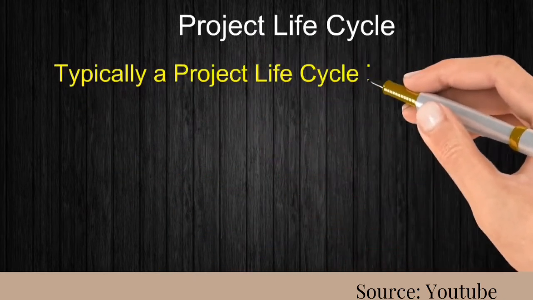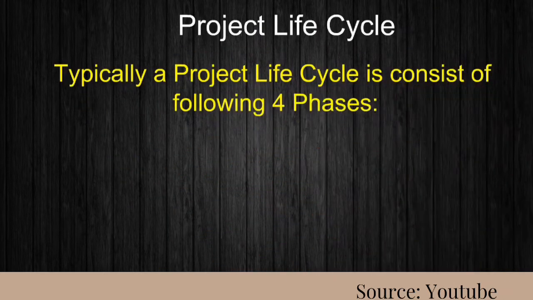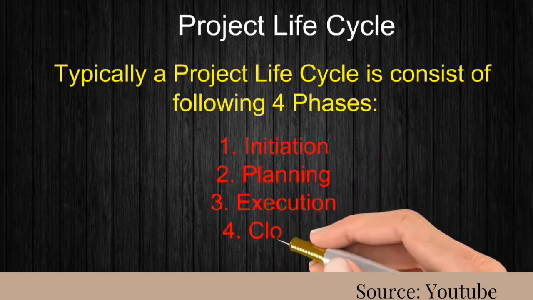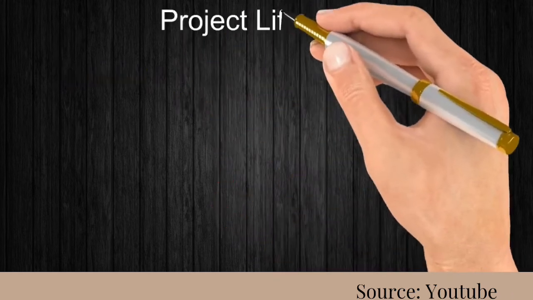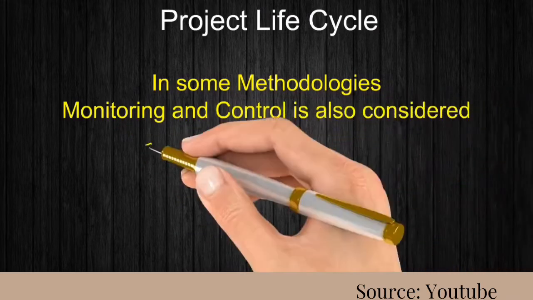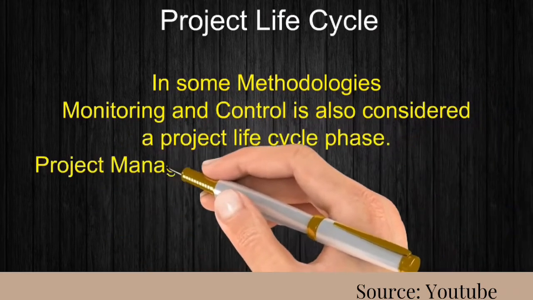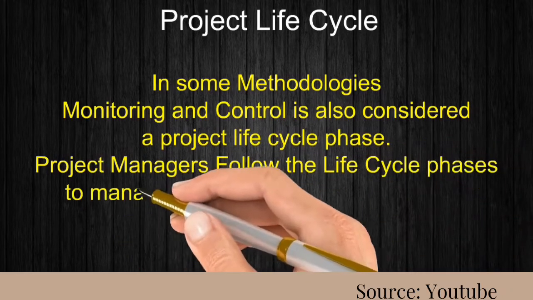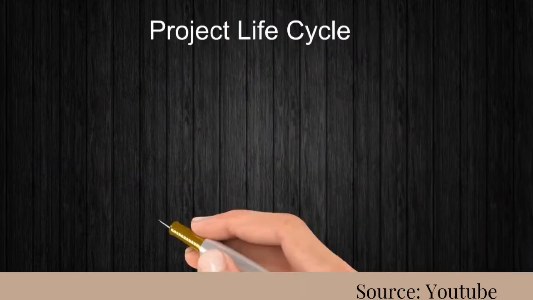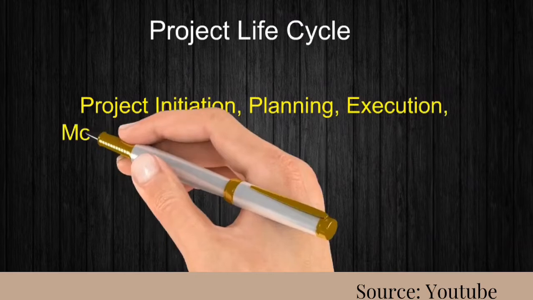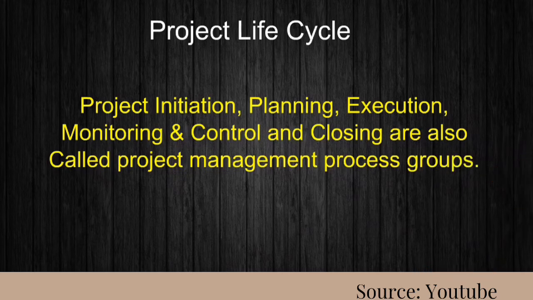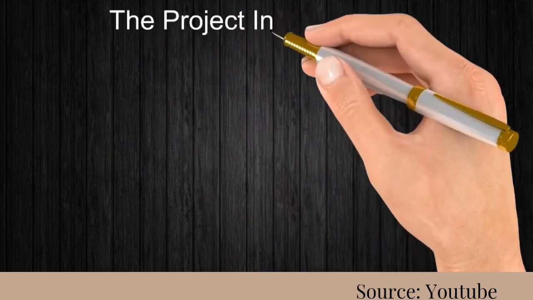Typically, a project life cycle consists of the following 4 phases: initiation, planning, execution, and closing. In some methodologies, monitoring and control is also considered a project life cycle phase. Project managers follow the life cycle phases to manage any project from start to finish. Project initiation, planning, execution, monitoring and control, and closing are also called project management process groups. Now we will discuss each phase one by one.